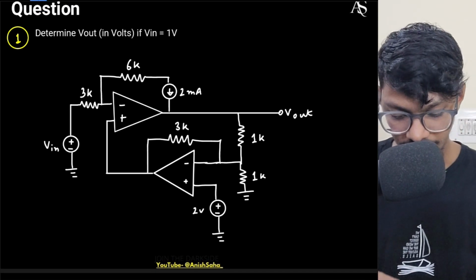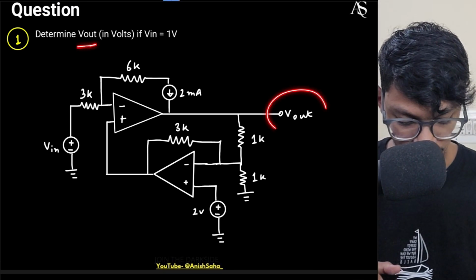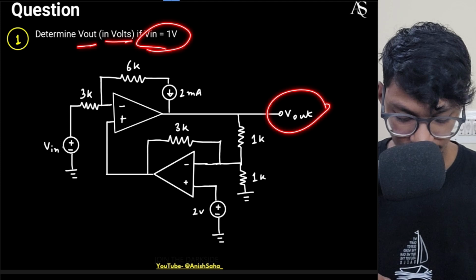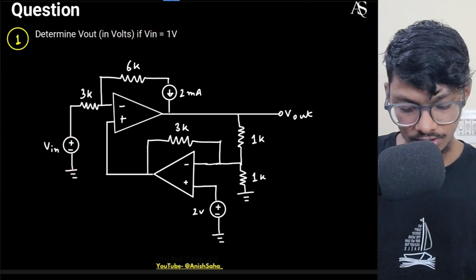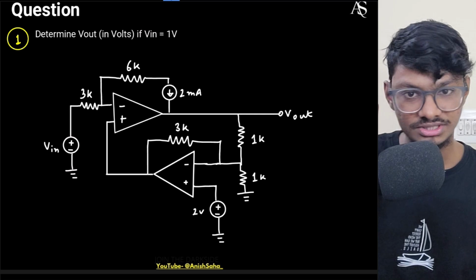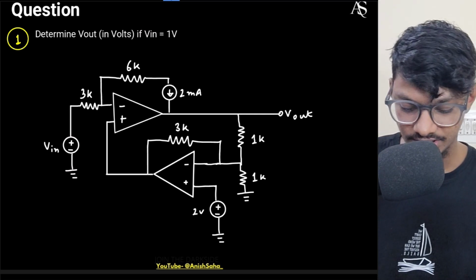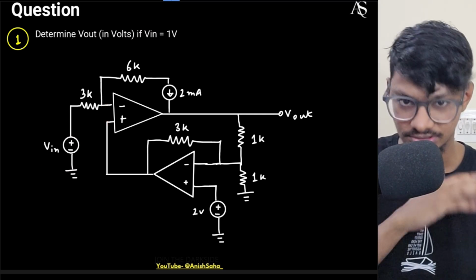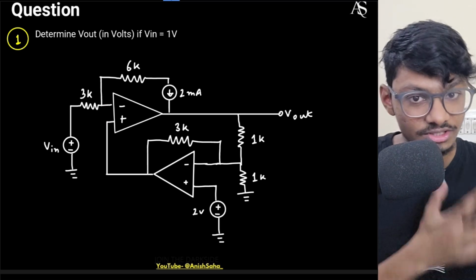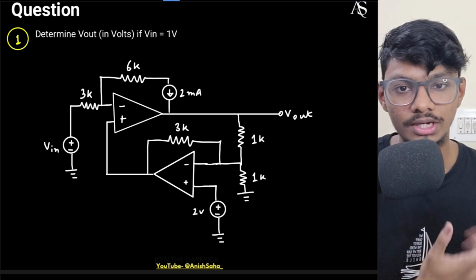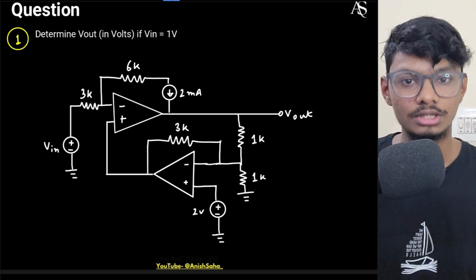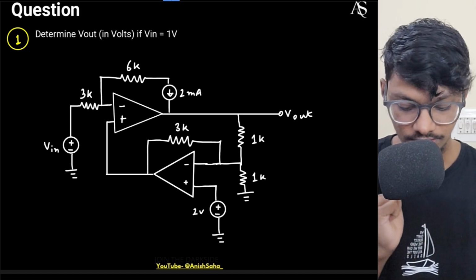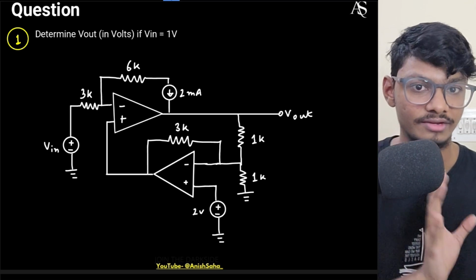Here we have to determine V out, the output voltage in volts, if V in, this particular voltage source, is 1 volt. Whenever you see an op-amp, your first instinct is to apply the VGC concept and proceed, and in most cases it will work, in GATE examination also. But be careful: if the saturation voltages are given, you have to check whether it is positive feedback or negative feedback.